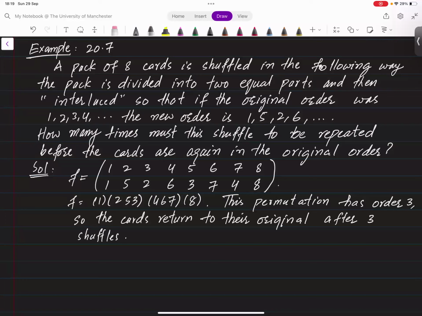Now things get quite interesting if you consider the same problem for a different number of cards. We will end this part here, and then in the next one, we will describe even and odd permutations.